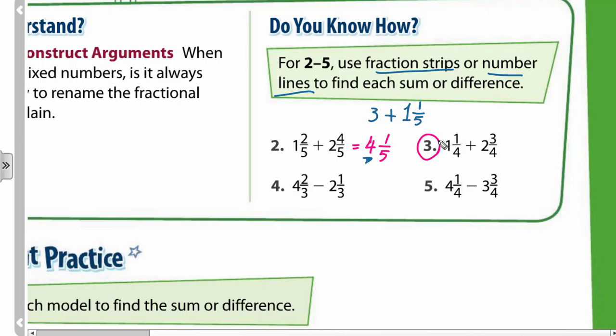Yes, Mr. Ali, we are solving question number 3. Do we start with the fractions or the whole numbers? The fractions, of course. Do you know why we start with the fractions? Can anyone tell me? Abdurrahman, okay. Why do we start with the fractions?